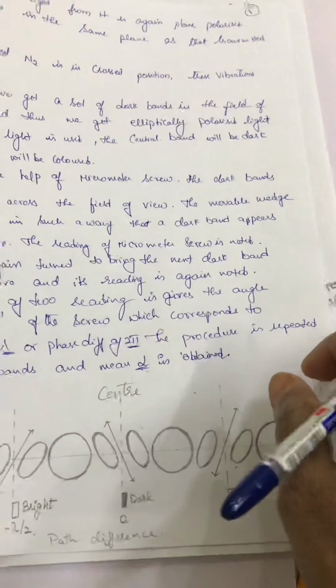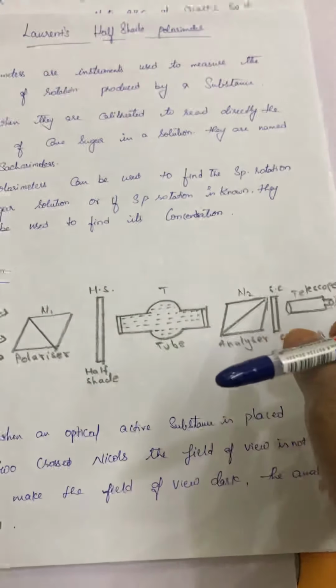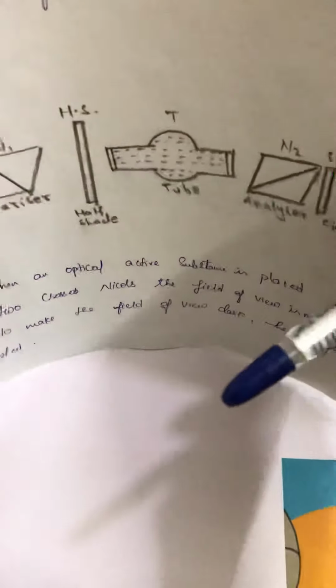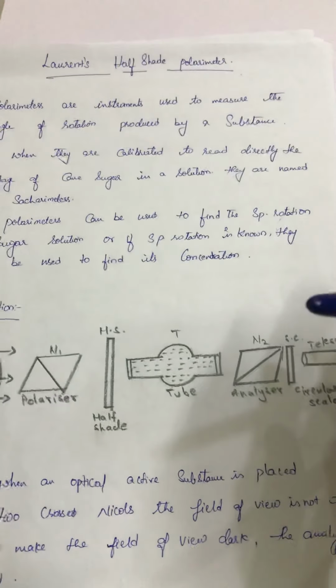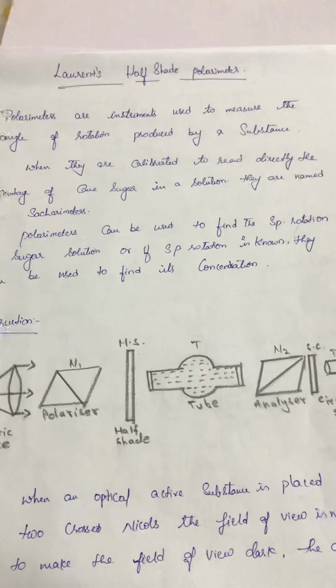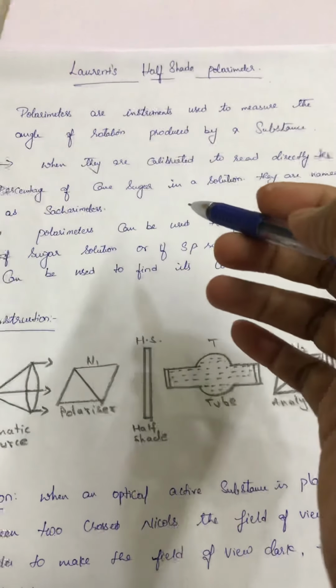In this way we get elliptically polarized light through the Babinet's compensator. Next we are moving to the Lorentz half-shade polarimeter. So what is the Lorentz half-shade polarimeter? Polarimeters are instruments used to measure the angle of rotation produced by a substance.